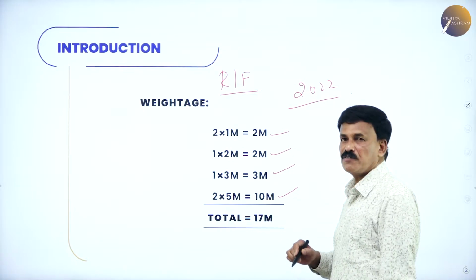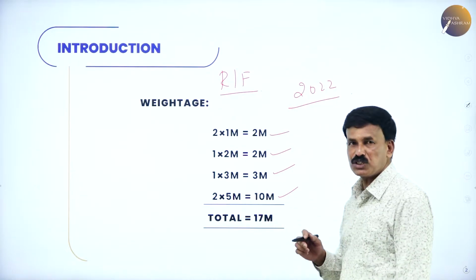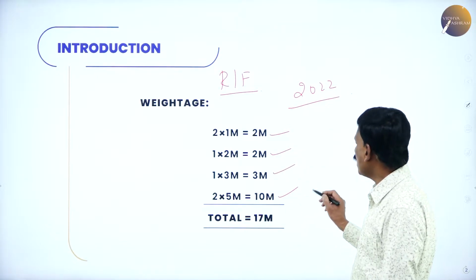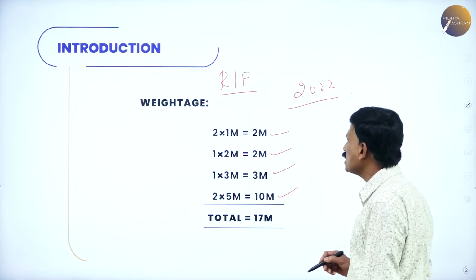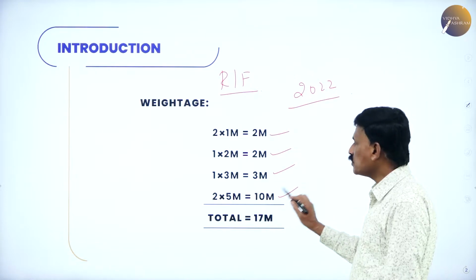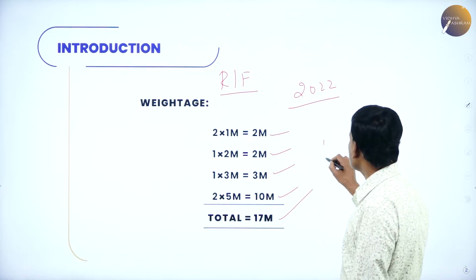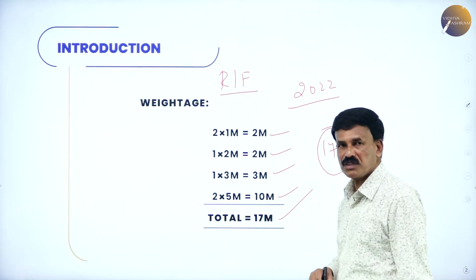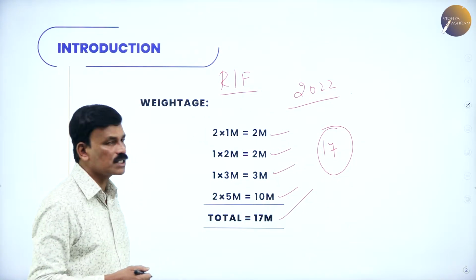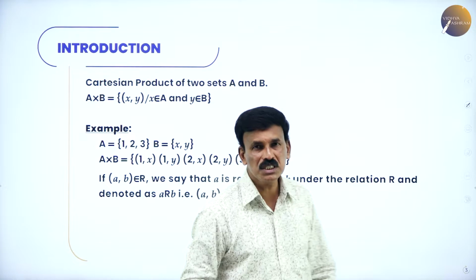The first and second questions of Part D are from this chapter only. That is, you will get 2 five-mark questions: 10 plus 3 plus 2 plus 2, totally 17 marks. The weightage for this chapter is 17 marks. It is very easy to score 17 marks from this chapter. Now, let me discuss a few problems in 1 mark, 2 marks, 3 marks, as well as 5 marks. Now, let us come to the first concept, Cartesian product.